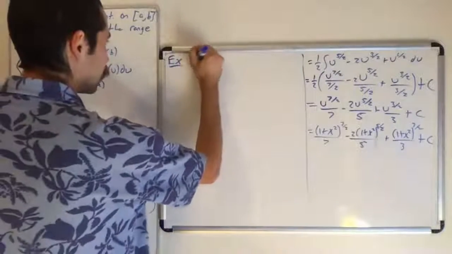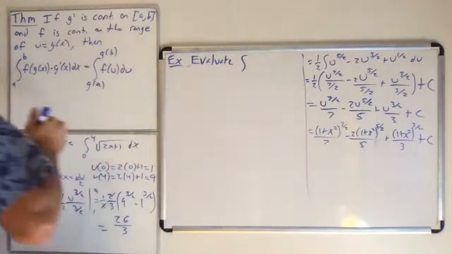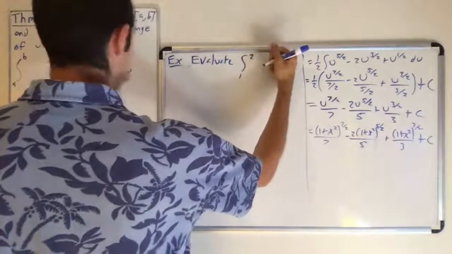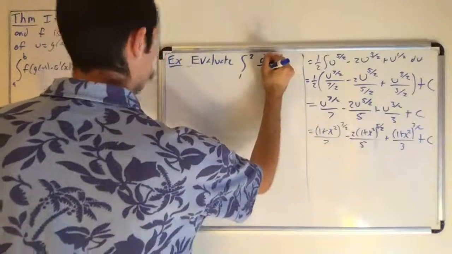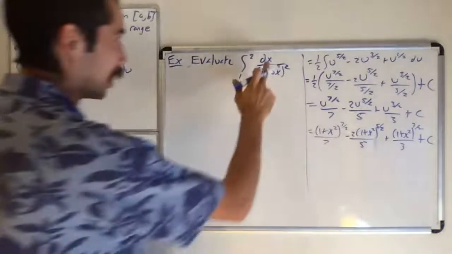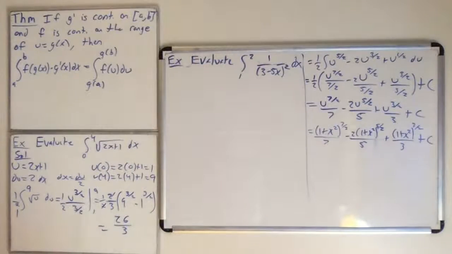All right, evaluate the integral from 1 to 2 of dx over 3 minus 5x squared. I guess let's write it how we'd see it. All right, let's see if I can go this whole question without saying something wrong or ridiculous. So let me see in the chat what you would use for u and what our new bounds are.